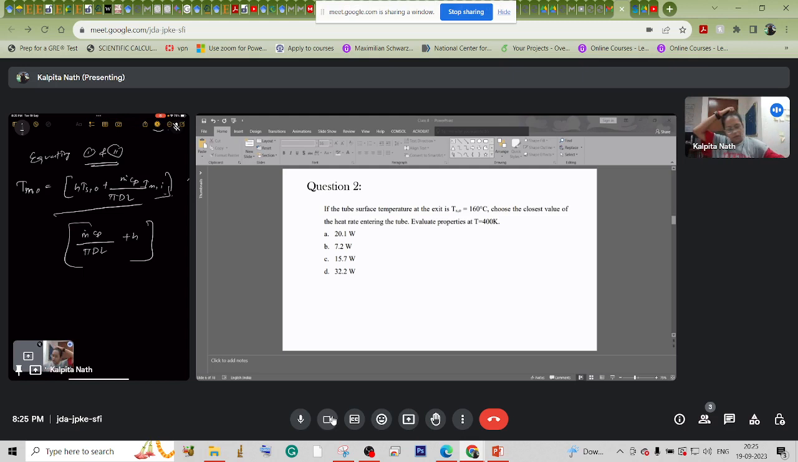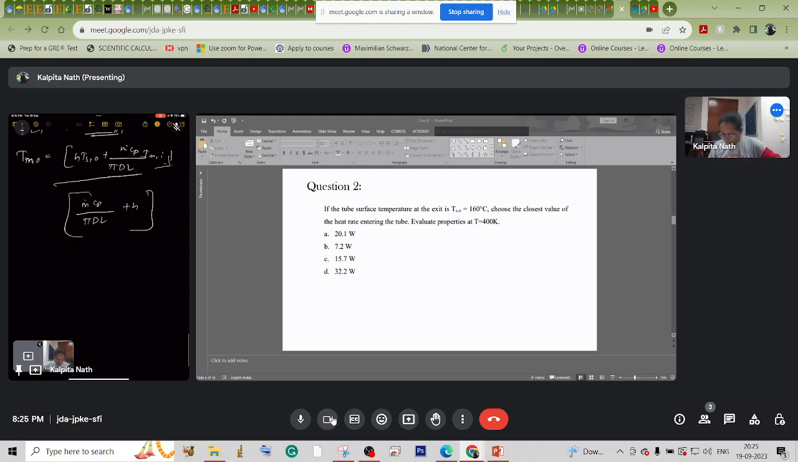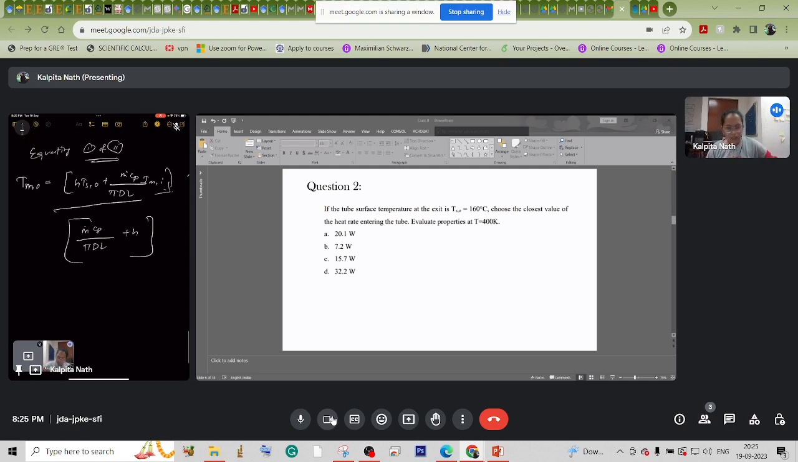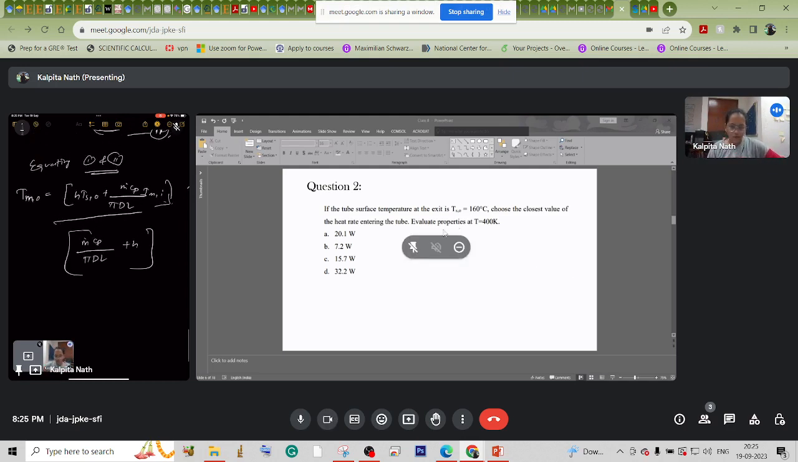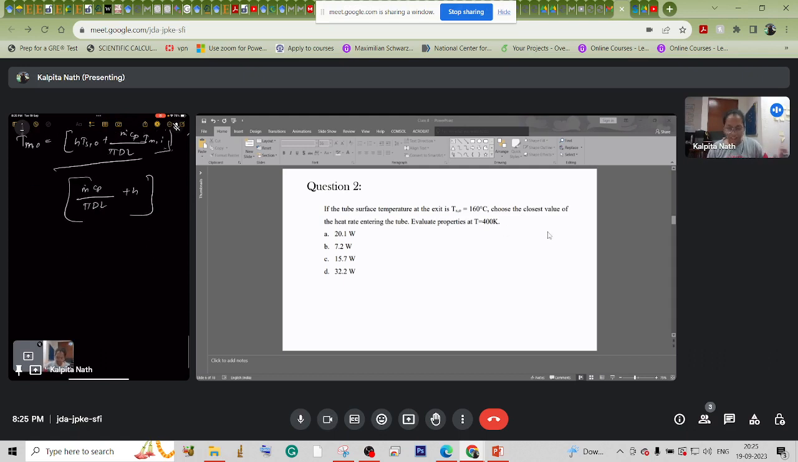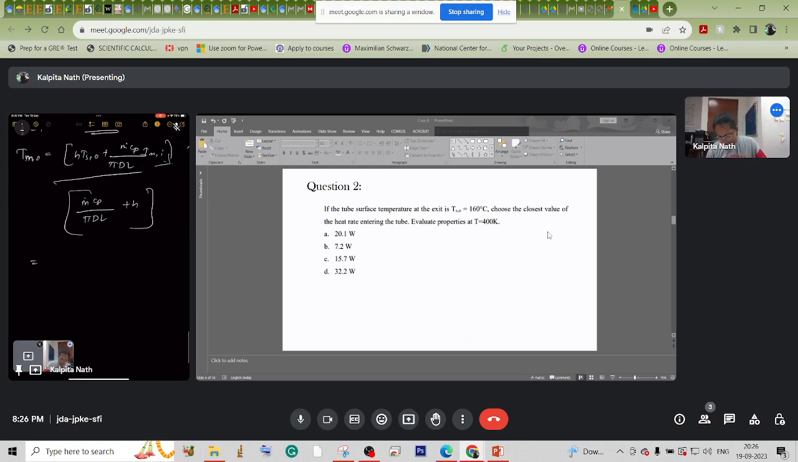Okay, so let us proceed with the solution then. I hope those of you watching the recorded session have already solved it. I have already explained how to solve. Here, if we put in all the values, I am not going into the details, since it is already very late, so let me just put the values.